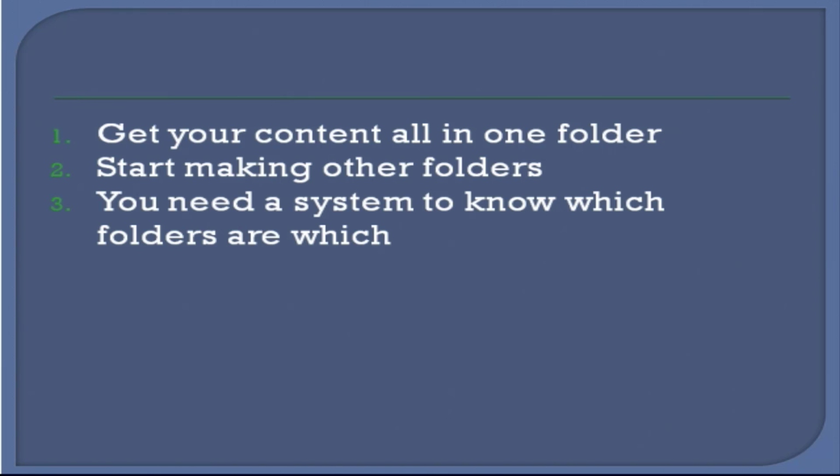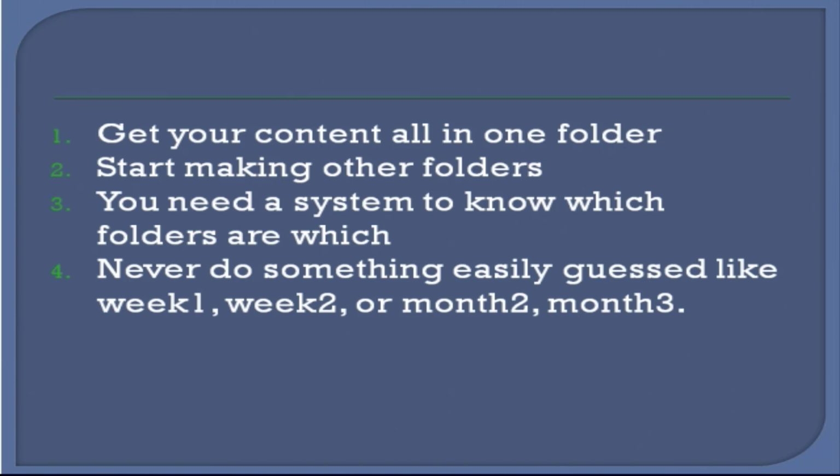So what I recommend is you figure out your delivery plan. Once you figure out your delivery plan, then you can do week 1, week 2, week 3, and so forth. In month 1, month 2, month 3, and so forth. But you never want to do something that is easily guessed, like week 1, week 2. You always want to add some sort of numbers after it or before it. But you still want to keep it where you know exactly what week 1 and 2 and so forth are. You don't want to do something random, like a bunch of numbers and a bunch of numbers.